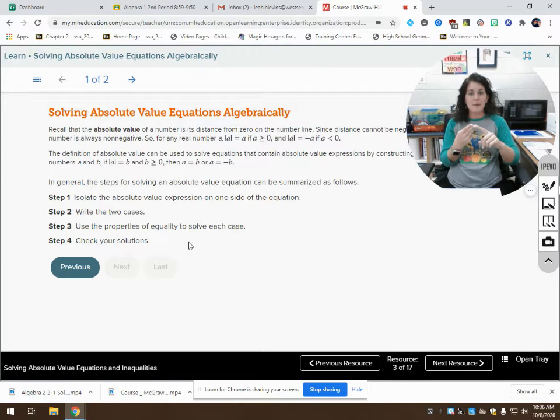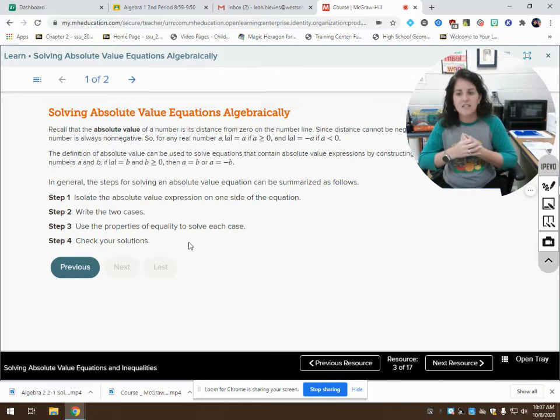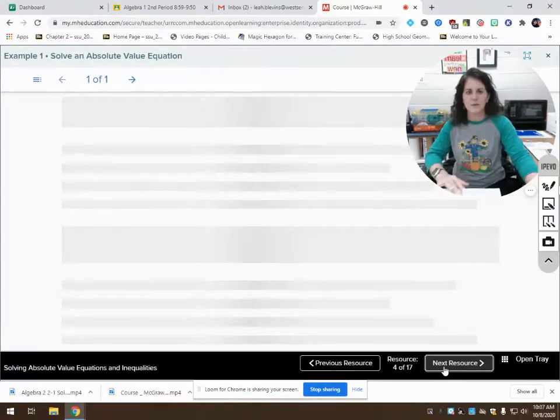Step 2 is then to make two cases. Remember, what's inside of that absolute value could be a positive number, and it comes out as a positive because remember we're talking about how far it is away from zero. So the number 3 is 3 units away from zero. But remember the number -3, if it was inside of that absolute value, we would also say that it's 3 units away from zero. So what's inside of the absolute value could be positive, or it could have been negative, but it always comes out as a positive. So we've got to check both cases, the positive case and the negative case. So we set up our two cases. Then we use the properties of equality, of course, to solve. And then it's important to go back and check our solutions.